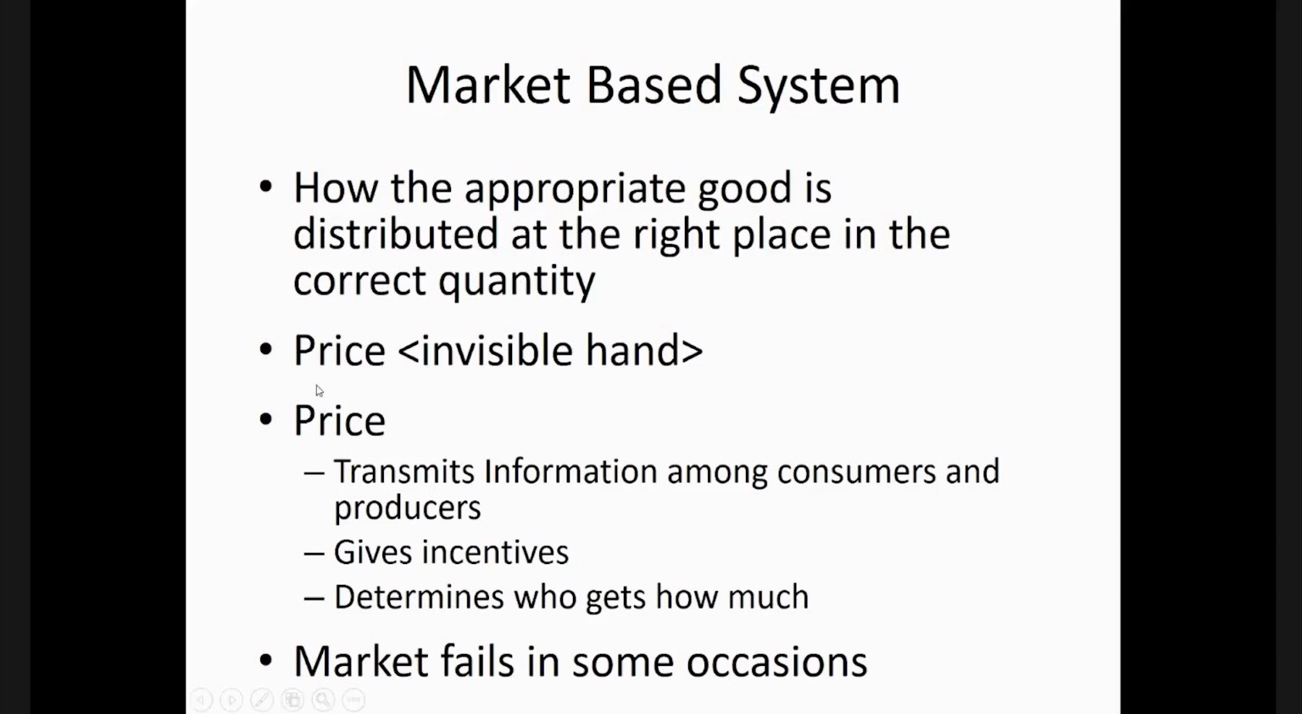Invisible hand is the price. Nobody sees who is determining the correct amount in the correct place. So invisible hand is the price. Price determines, right? Price transmits information. It provides information among consumers and producers.